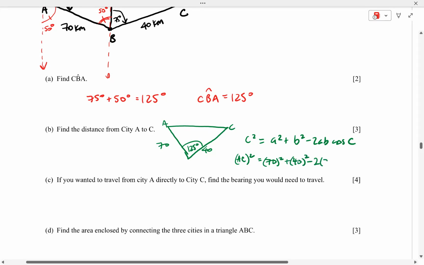Someone do this in their calculator so you can tell me the answer. Ooh, I don't have one. Make sure you're in degrees.